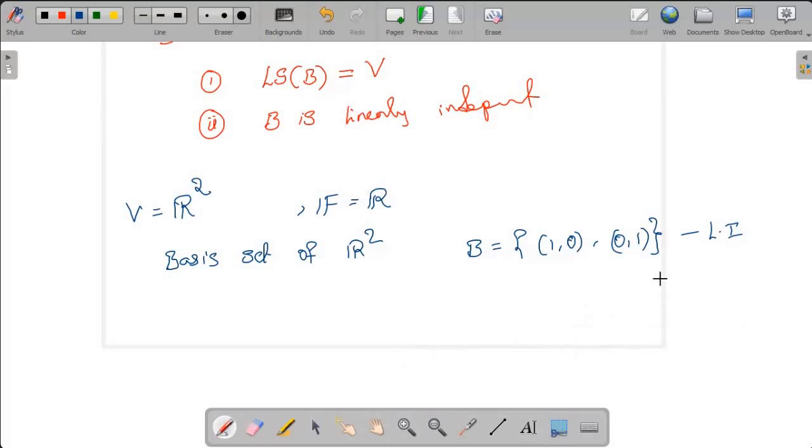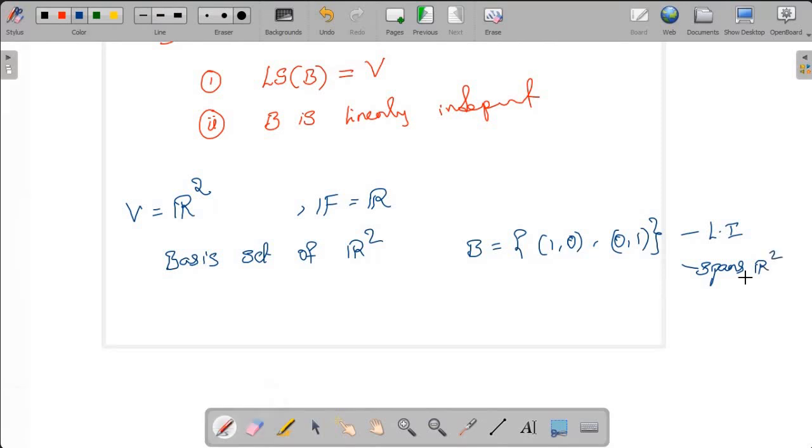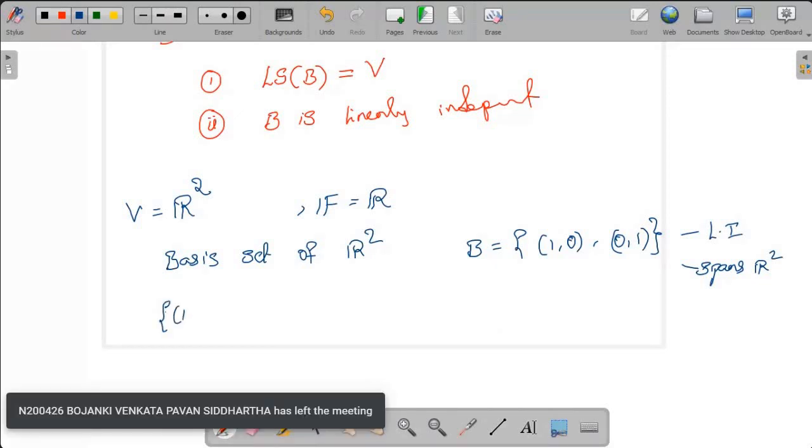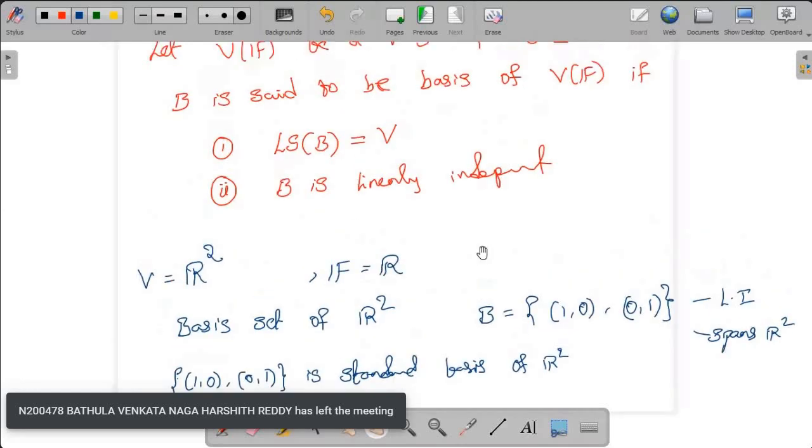So therefore this spans R2. Let me write here: this is linearly independent, moreover it spans R2. So therefore it is a basis set. And this has a name. This is called the standard basis of R2. So let me mention here 1 comma 0 and 0 comma 1. This is the standard basis of R2. All right.